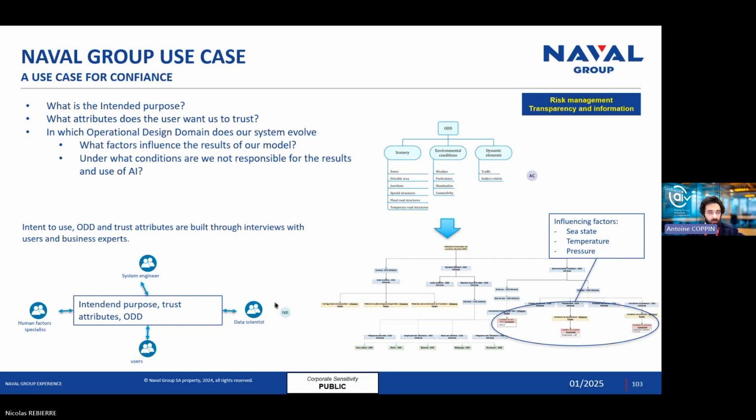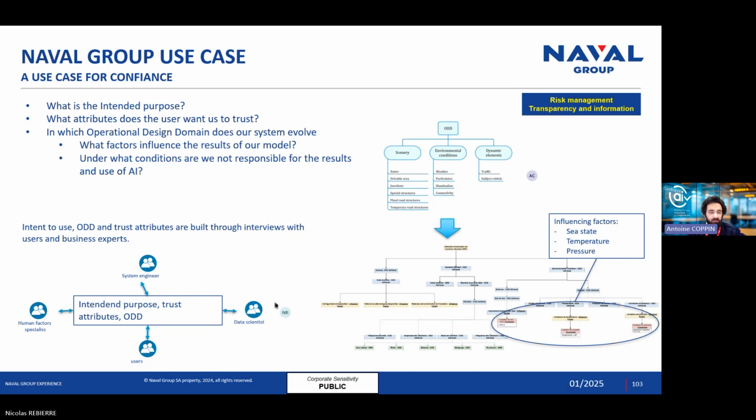Thanks. So what does the methodology ask us? The methodology asks us first to define the intended purpose, what we are doing here, the purpose of our AI system. Second, what attributes does the user want us to trust? What are the trustworthy attributes? That's really important because it helps you to know what will be your confidence KPIs, what will be the confidence APIs that Confiance.ai gives you. And last, in which operating design domains, the famous ODD, does your system evolve?